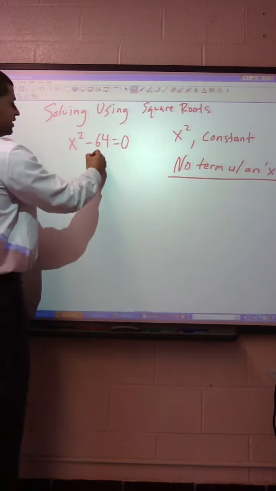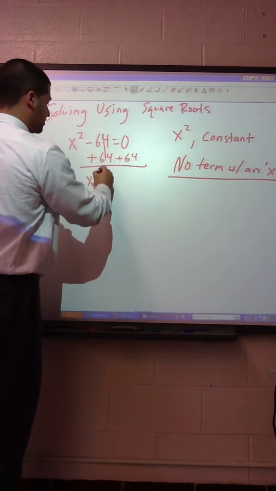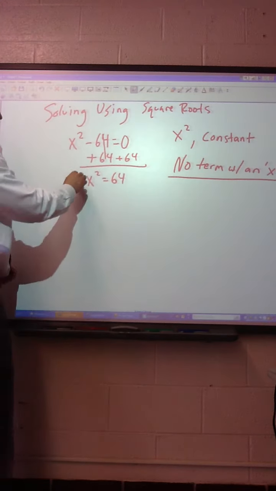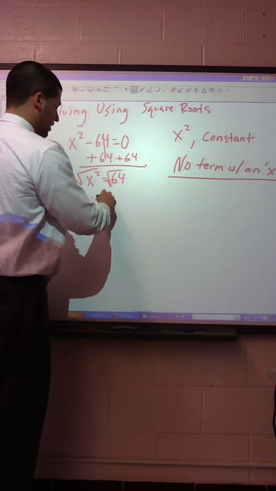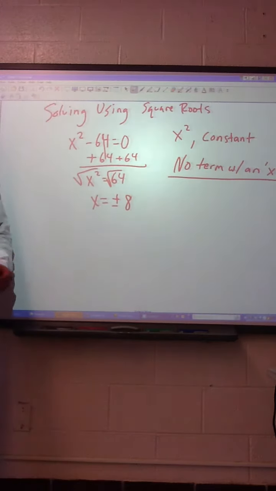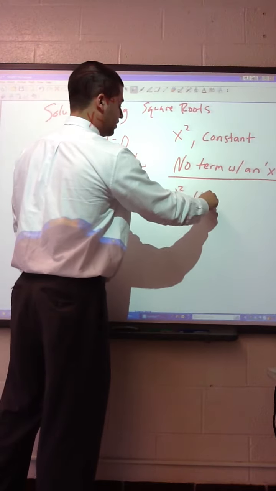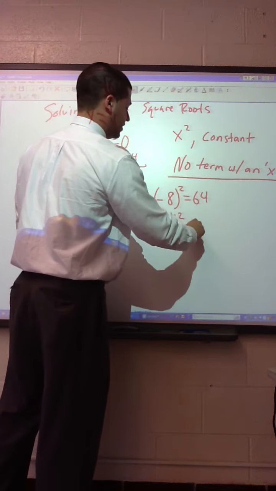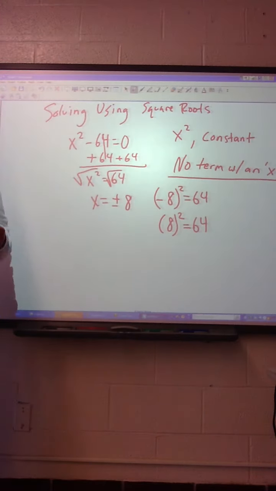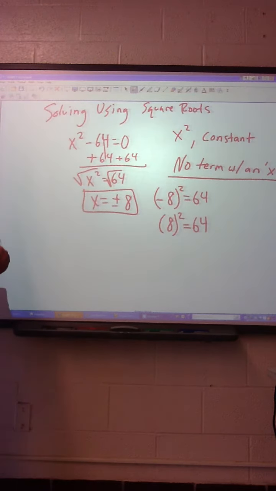We want to isolate the x squared, so we'll add 64 over. We have x squared equals 64. From here, we take the square root of both sides, and we get x equals plus or minus 8. The reason it's plus or minus is because negative 8 squared equals 64, as well as positive 8 squared also equaling 64. Plus, it is a quadratic, we expect two roots, and here we've provided ourselves with two roots, x equals plus or minus 8.